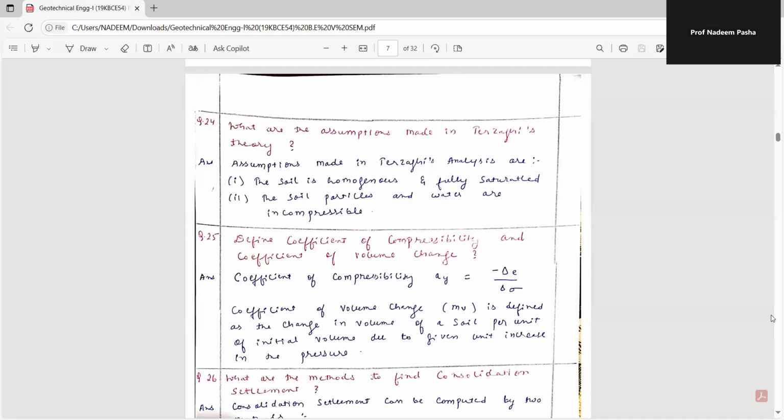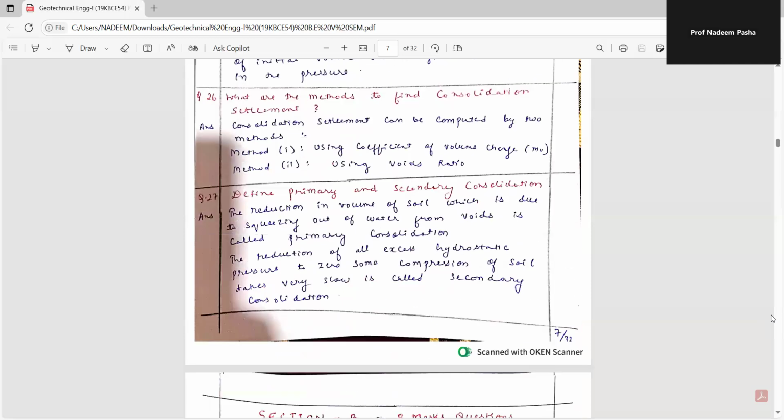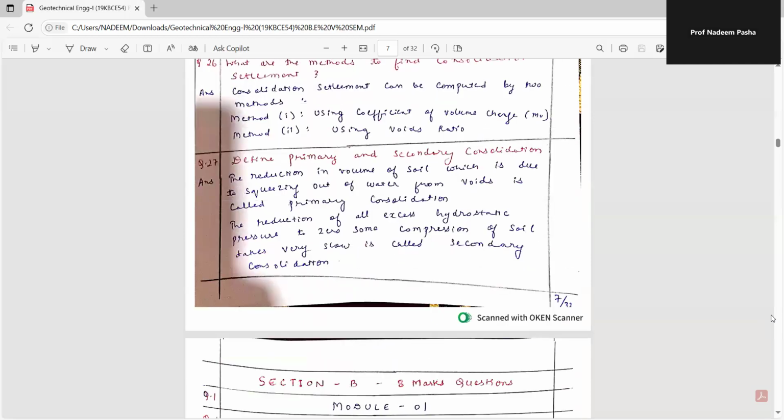So what are the methods to find consolidation settlement? The consolidation settlement can be computed in two ways. Method one is using coefficient of volume change. Number two, using void ratio.